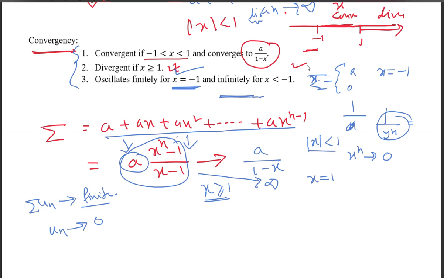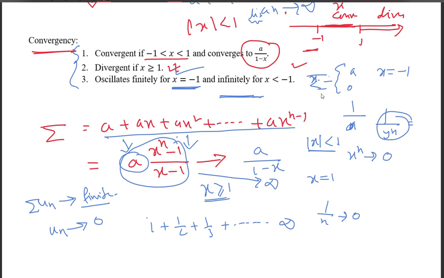Summation un is the series itself, and un is the nth term of the series. Like suppose I write 1 plus 1 by 2 plus 1 by 3 plus up to infinity. This is summation un. And what is un here? The nth term is what? 1 by n. This tends to 0. Getting?